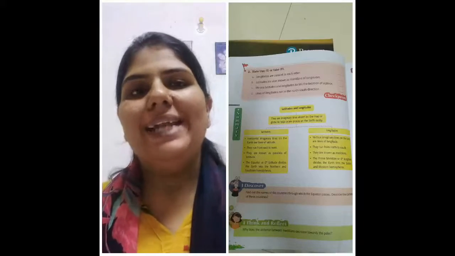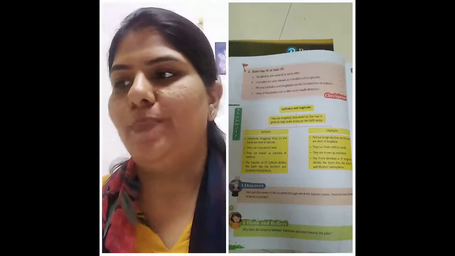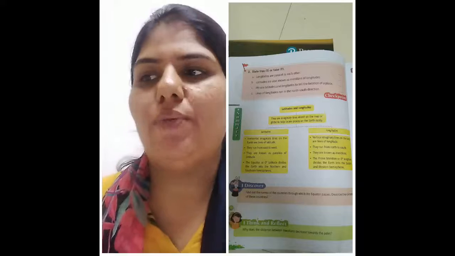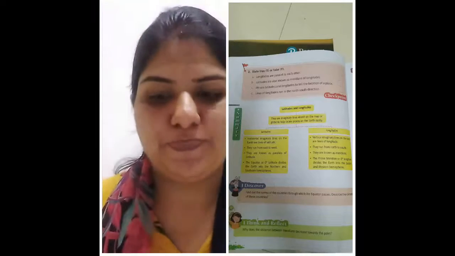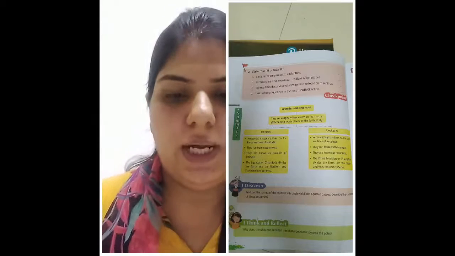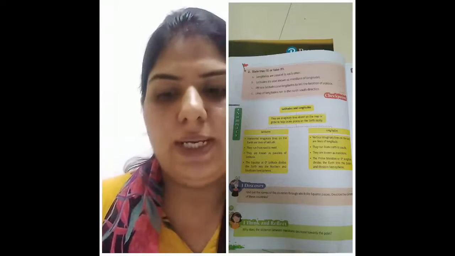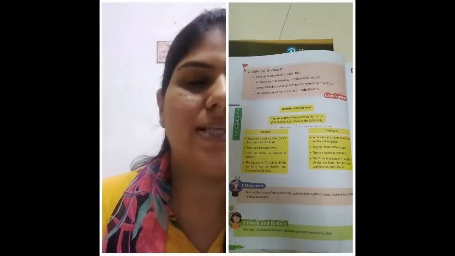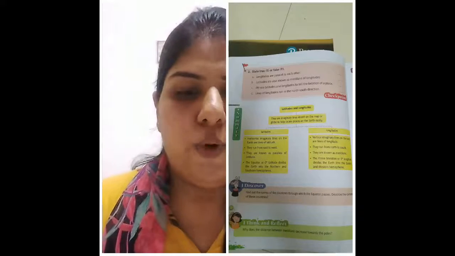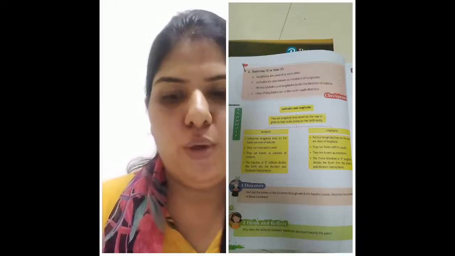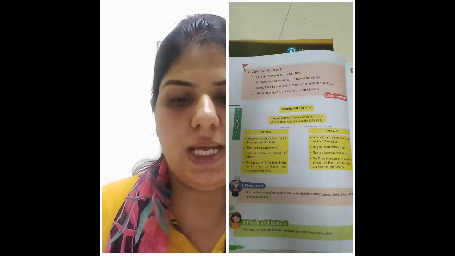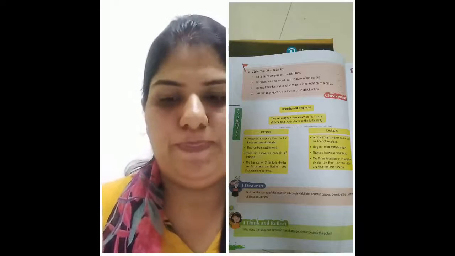Now come to the I Discover session of our course book. Find out the names of the countries through which the equator passes. Describe the climate of these countries. So the countries which the equator passes through are Ecuador, Colombia, Brazil, Gabon, Republic of Congo, Somalia, Maldives, Indonesia and Kiribati.